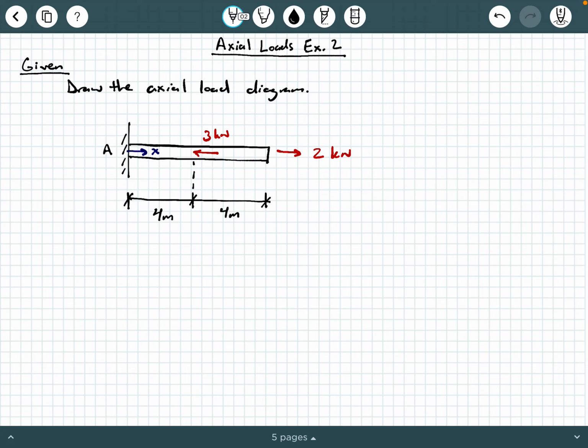Hey everybody, Dr. A here, and in this video we're going to be exploring another example of axial loads. So given to us, we're being told to draw the axial load diagram.